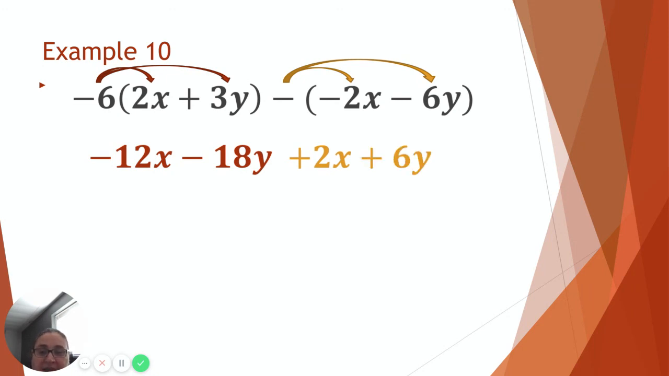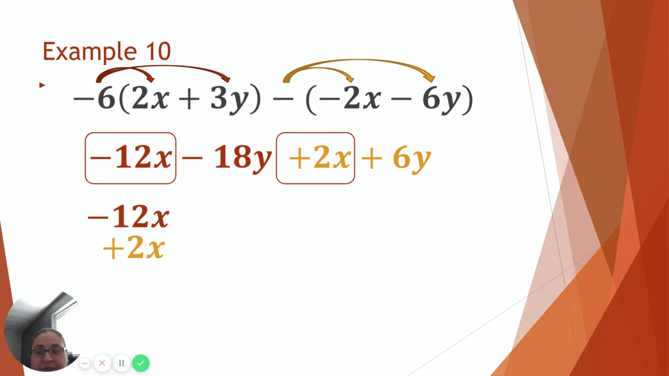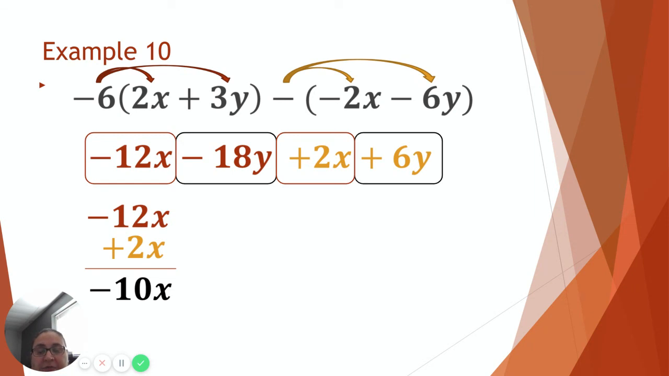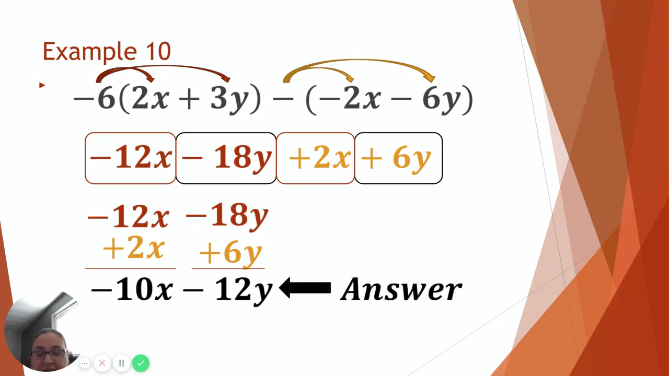Next, we're going to combine like terms. All the x's get grouped together, all the y's get grouped together. So first, we do negative 12x plus 2x, which is negative 10x. Then we do negative 18y plus 6y, which is negative 12y. Our final answer, negative 10x minus 12y.